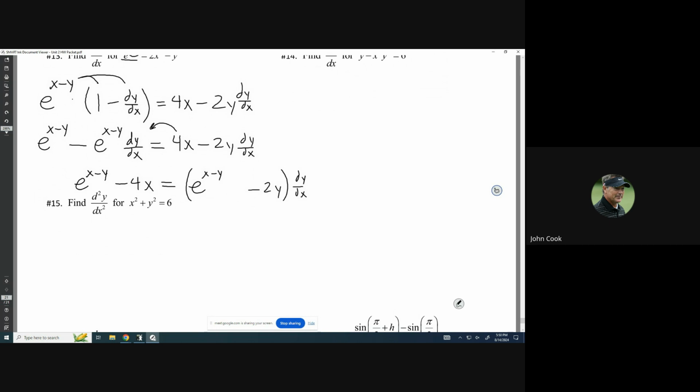And then we divide both sides by this stuff, because it's multiplying on the dy/dx, and we want the dy/dx all by itself. So now we divide it out. So dy/dx is equal to e^(x-y) minus 4x over, I think it's e^(x-y) minus 2y. I think that's right. Well, I guess I could check real quick.